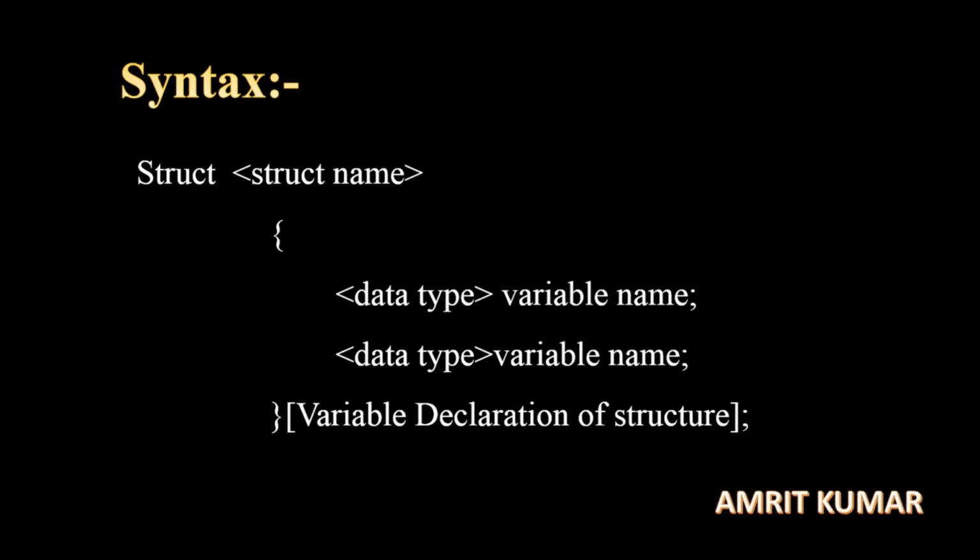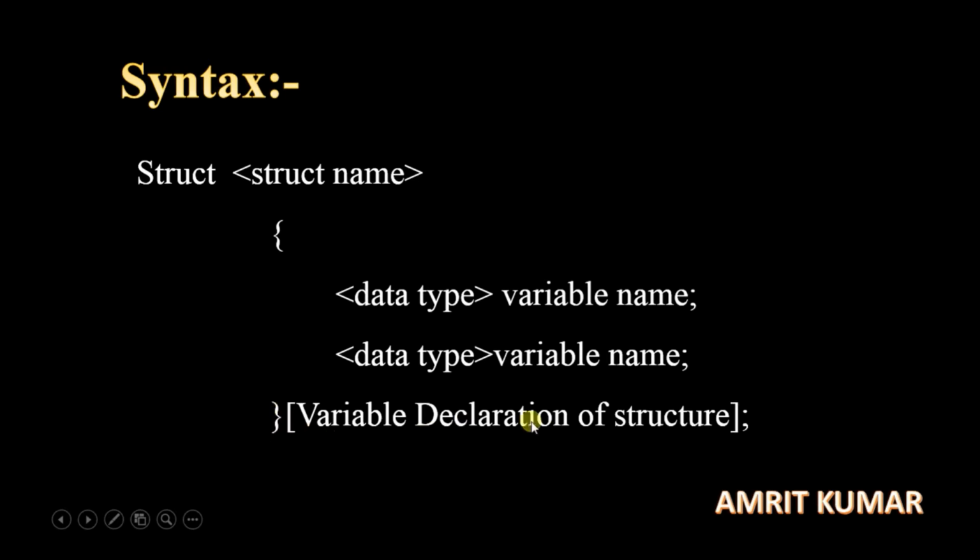Syntax. As we have studied, to declare or create a structure in C language, we need to use the struct reserved keyword. So I am using the struct reserved keyword and the structure name here. After this, you need to open the structure with open curly braces. Then the data type you want to define for your structure, the variable name, and data type and variable name. You can declare as many as you want, because it's your own defined data type. Then I am closing with close curly braces.